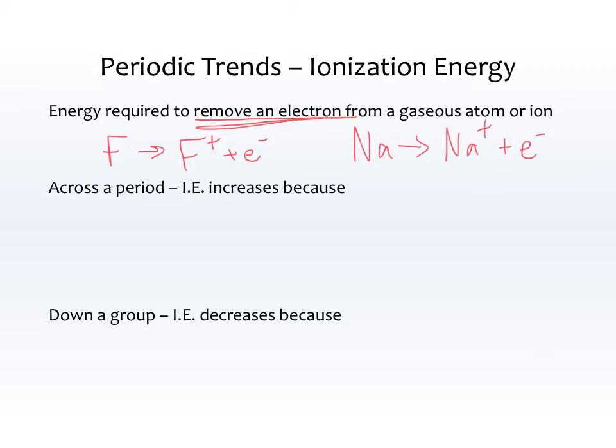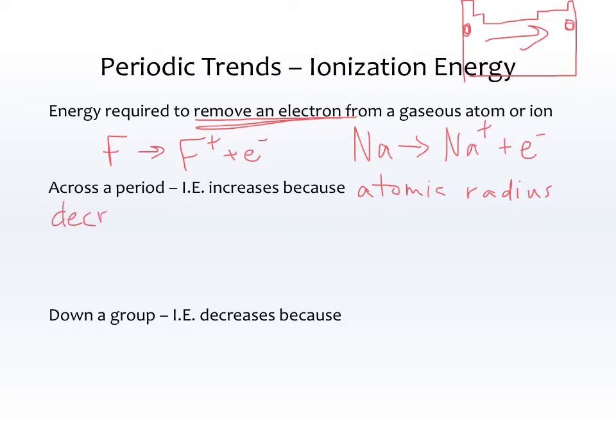So again, let me draw a baby-sized periodic table. Here's my very small one. And so that way we can discuss the trend. As you go across a period, say from sodium to argon again, as you go across, the ionization energy increases. This is because the atomic radius decreases, and more energy is required to remove an electron that's closer to the nucleus.